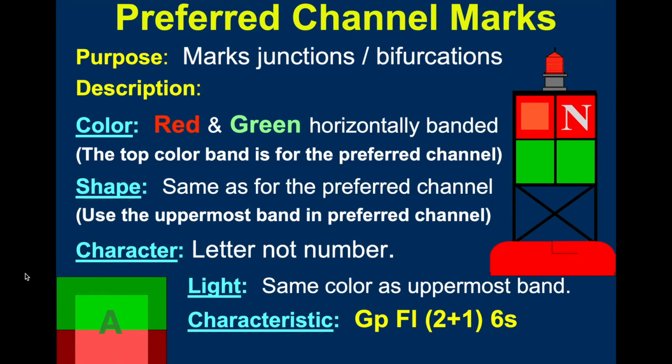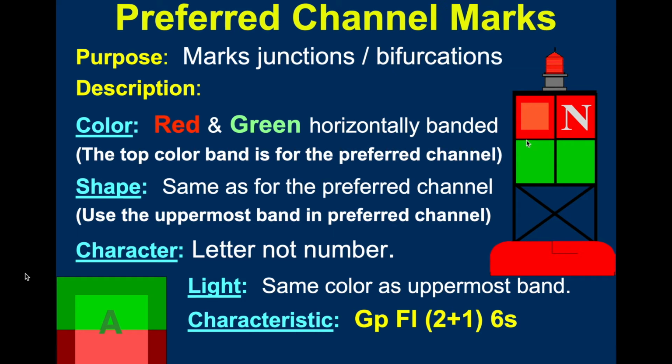All right, preferred channel marks. Remember, these happen when two channels meet, or one channel splits into two, or a channel crosses another channel. So preferred channel marks, junctions or bifurcations, you'll hear them called all three. They're red and green horizontally banded, and the top color is the preferred channel. So in this case, this one right here, coming from sea, we're going to take this one down our starboard side using the preferred channel.